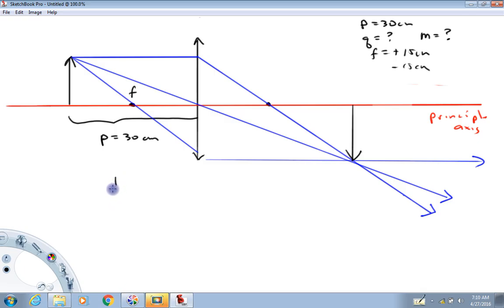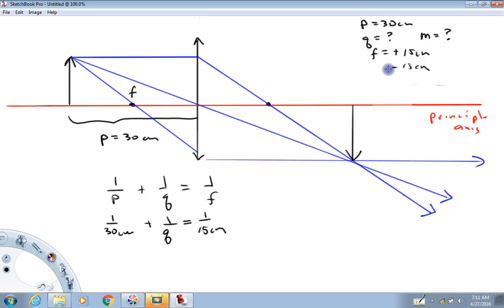So thin lens equation, 1 over P plus 1 over Q equals 1 over F. In this problem, the P is positive 30 centimeters. The Q, we're going to calculate in a moment, and the F is positive 15 centimeters. Now, I know when you look over here to the right and you see this -15, that's because in the next example, we're going to work exactly the same problem with a negative focal length. So this is for another example.